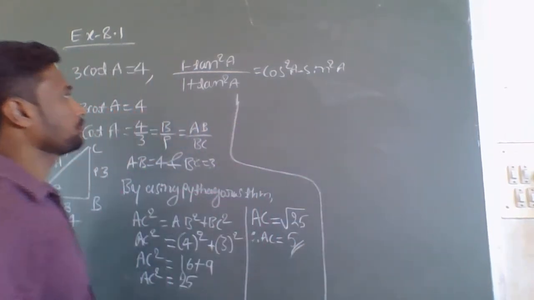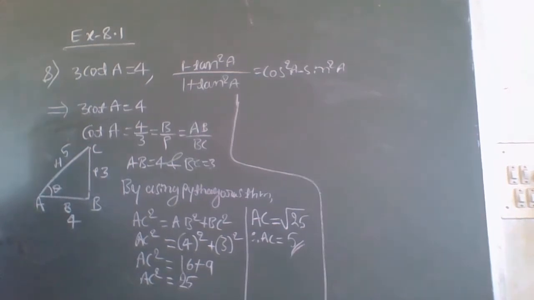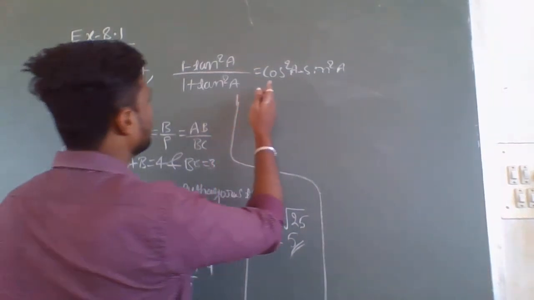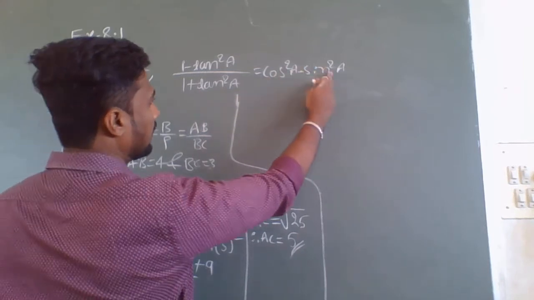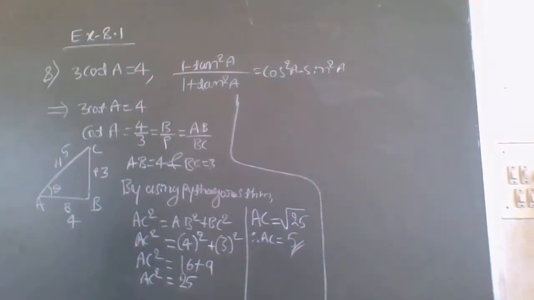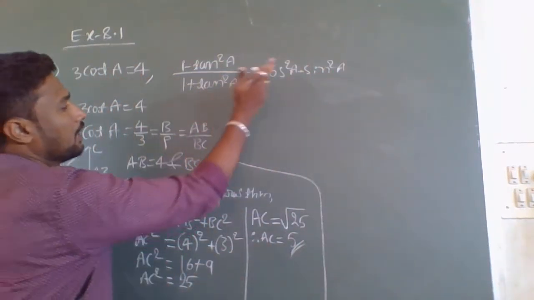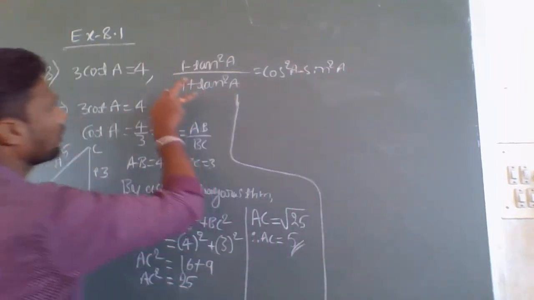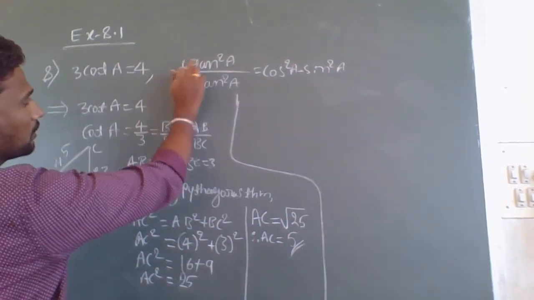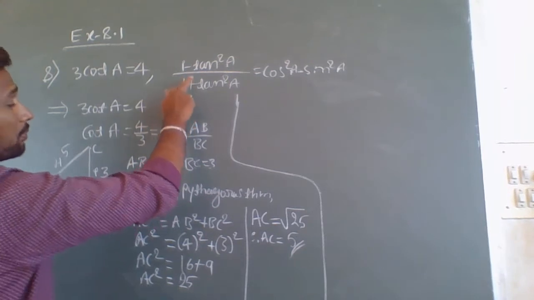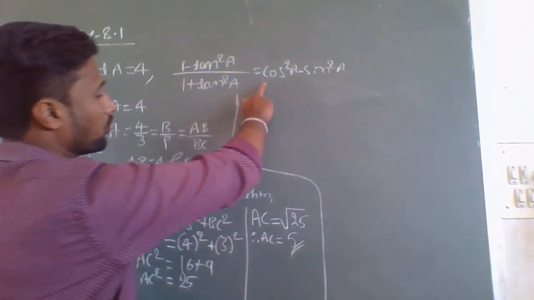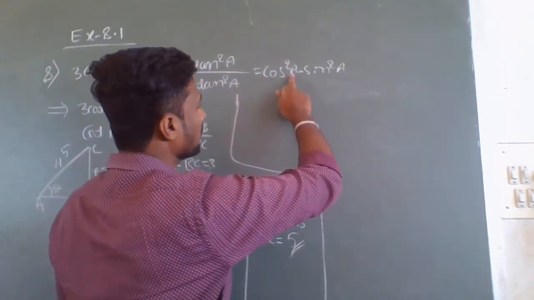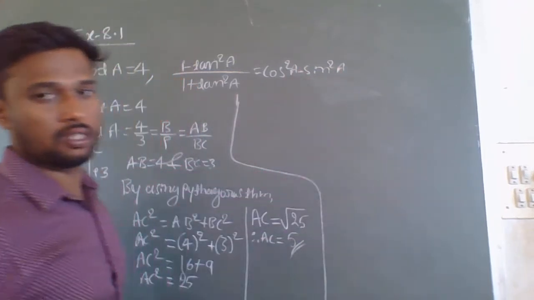So now we got all values of all the sides of the triangle. So now we can write tan A, cos A and sin A values. Why should we write tan A, cos A, sin A values? Here they have given, we have to check whether (1 minus tan square A) divided by (1 plus tan square A) equals cos square A minus sin square A. We have to check this.